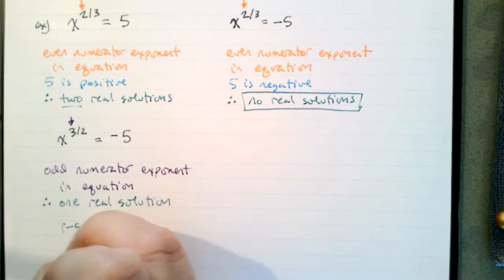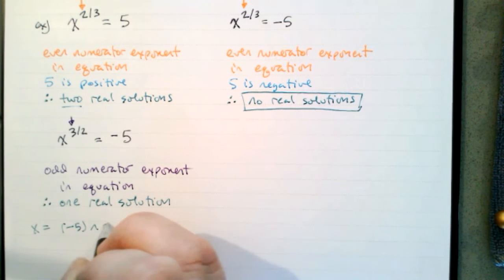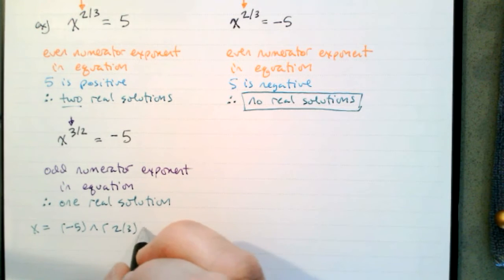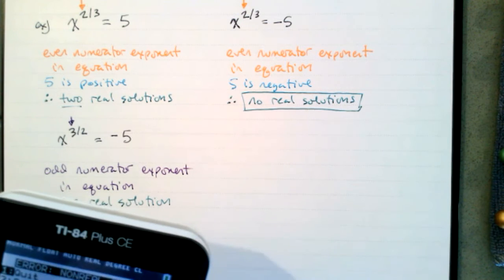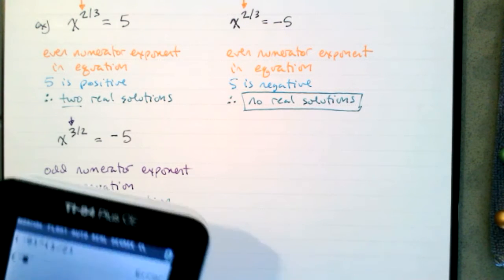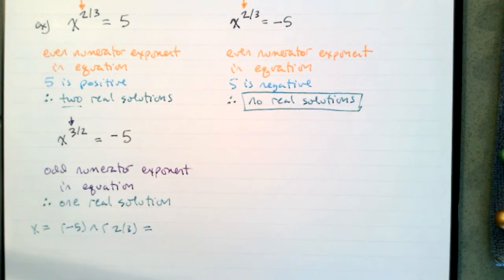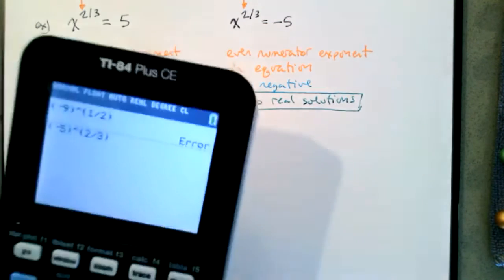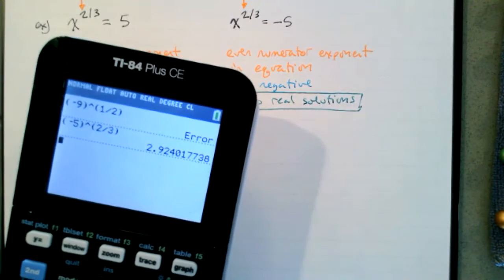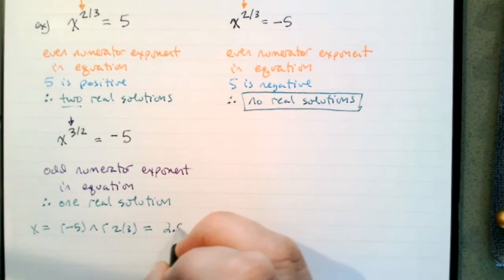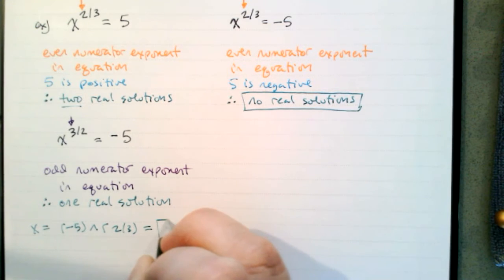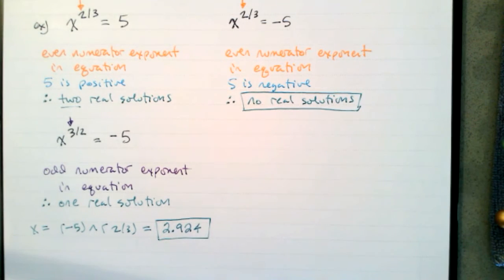Take the -5 and raise it to the reciprocal exponent, 2/3. -5 to the 2/3 is 2.924. So if the numerator of the exponent in the equation is odd, just 1 real solution, everything is just fine.